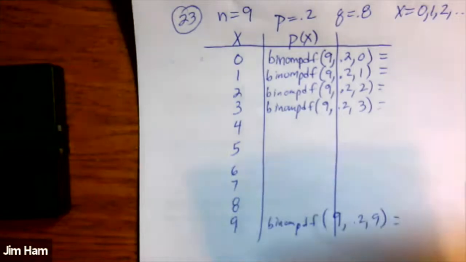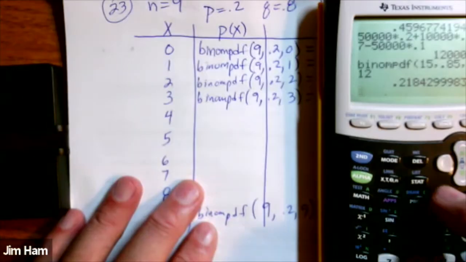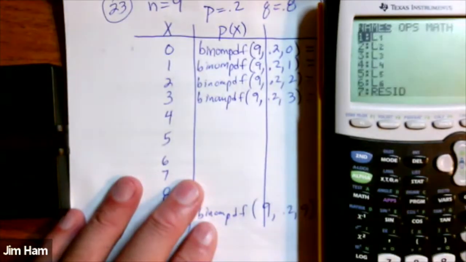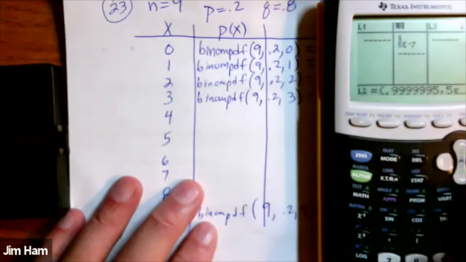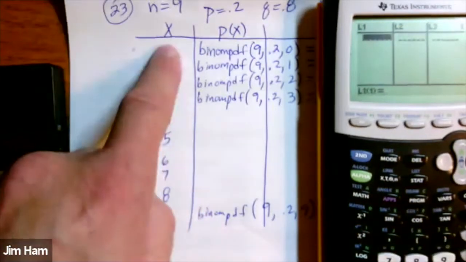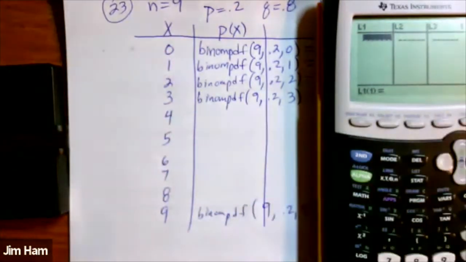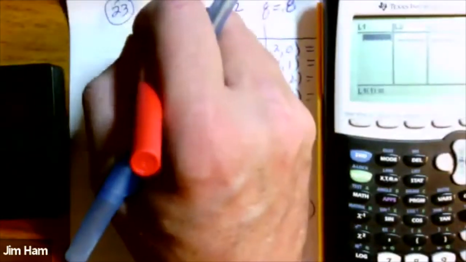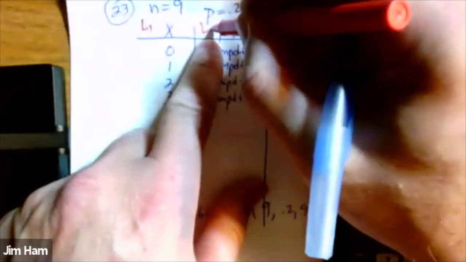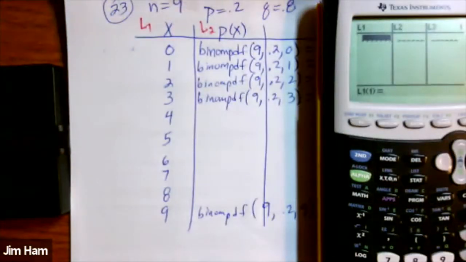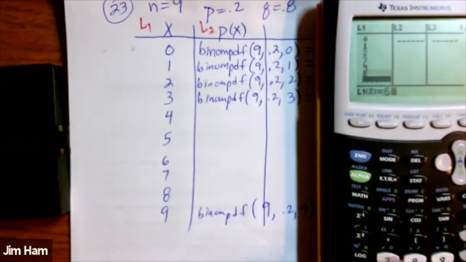Now here's how you would do it on the calculator. I'm going to use list commands. I think we've used these in the past. I'm going to clear out my lists, and enter the x values into L1, and then I'm going to put the probabilities into L2. So 0, 1, 2, 3, 4, 5, 6, 7, 8, 9. You want all those numbers in L1.